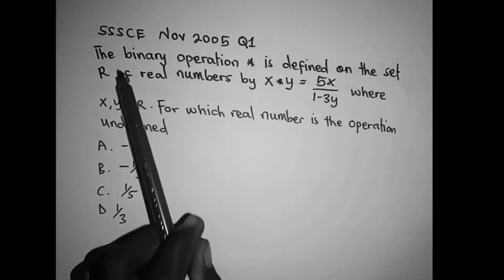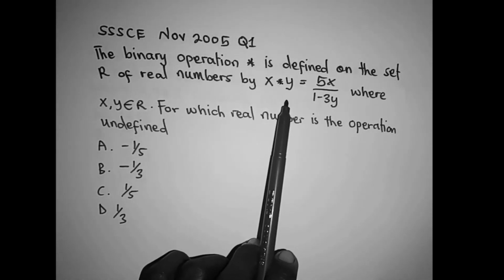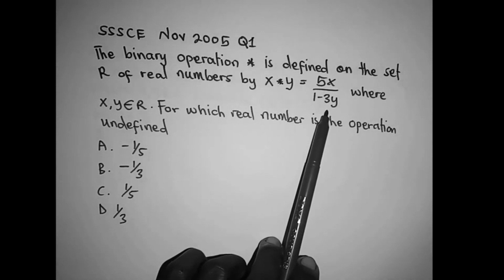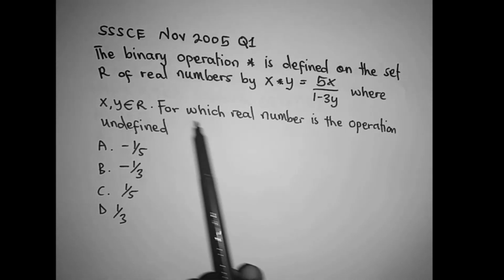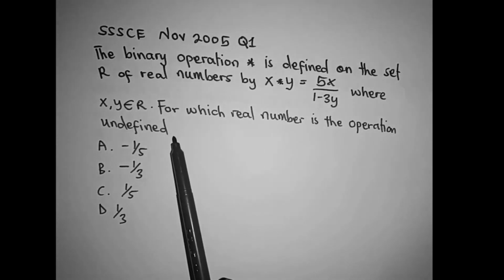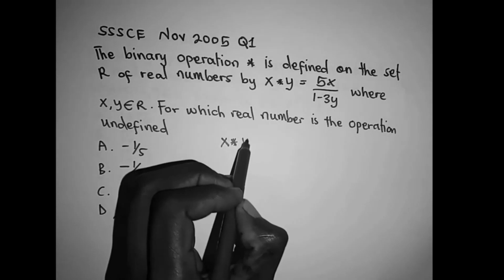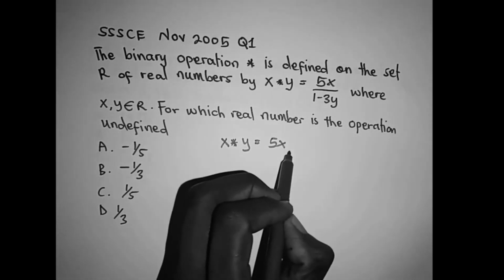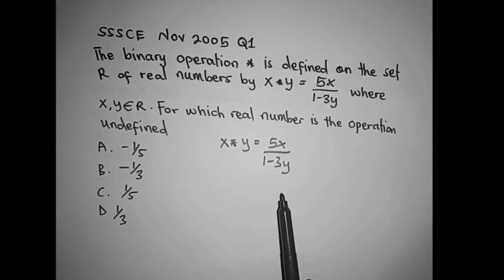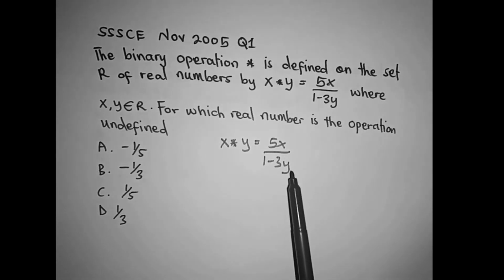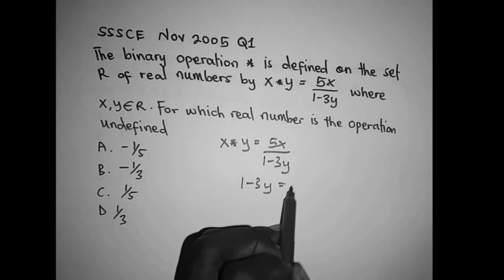A binary operation is defined on the set of real numbers by x operation y equals 5x over 1 minus 3y, where x, y are all real numbers. For which real number is the operation undefined? So x operation y equals 5x over 1 minus 3y. For which real number is this operation undefined? This operation is undefined if and only if 1 minus 3y is equal to 0.